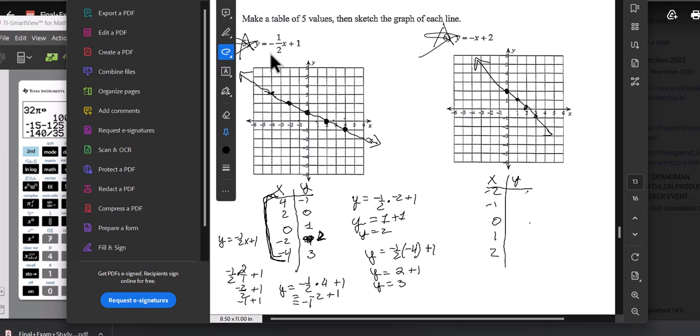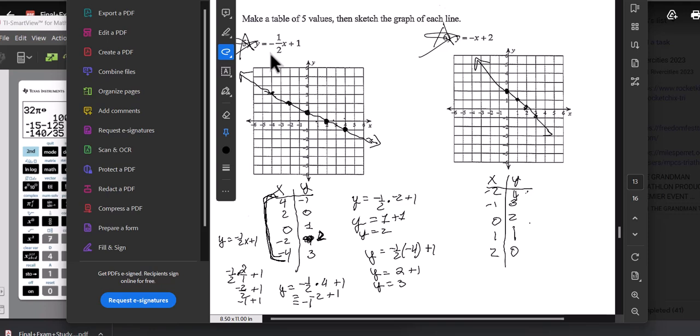And then if I plug those in, negative 2 becomes positive 2. 2 plus 2 is 4. Negative, negative 1, so negative 1 is 1. 1 plus 2 is 3. 0 plus 2 is 2. Now put in 1. Negative 1 plus 2. 2 plus negative 1 is 1. And now I put in 2. Negative 2 plus 2 is 0.